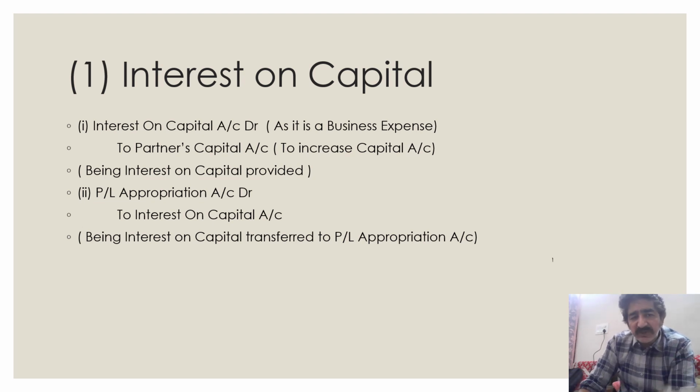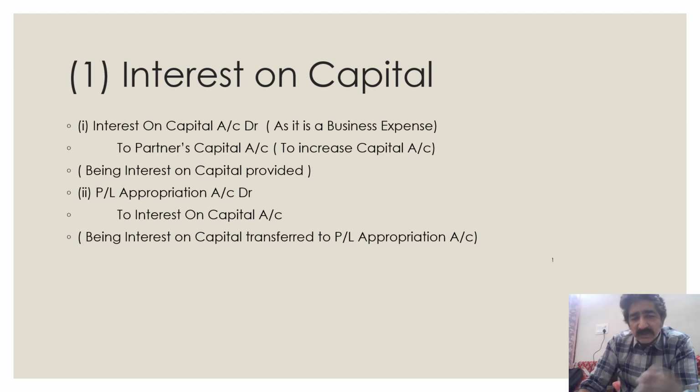So I have given the logic and reason in the brackets. See, interest on capital account debit. Why? The logic and reason is given in the brackets: as it is a business expense. Then to partner's capital account. Partner's capital account has been credited. The logic and reason is that interest gets added on the partner's capital, so capital will increase. To increase it, we will credit it. Narration will be: being interest on capital provided.